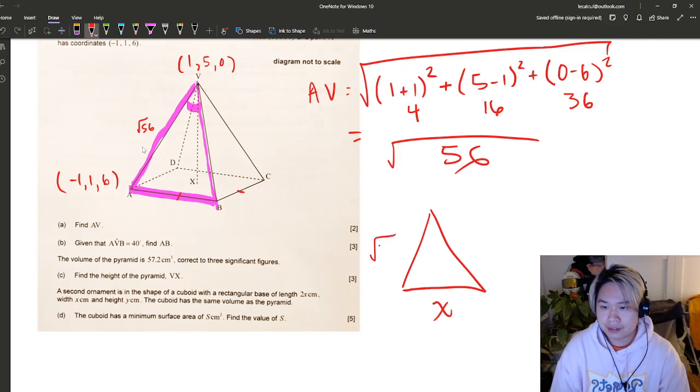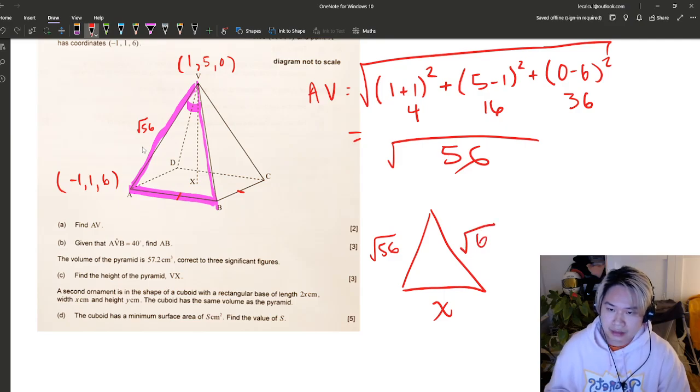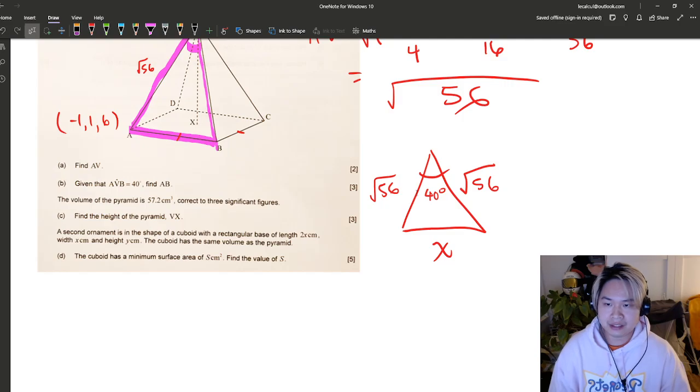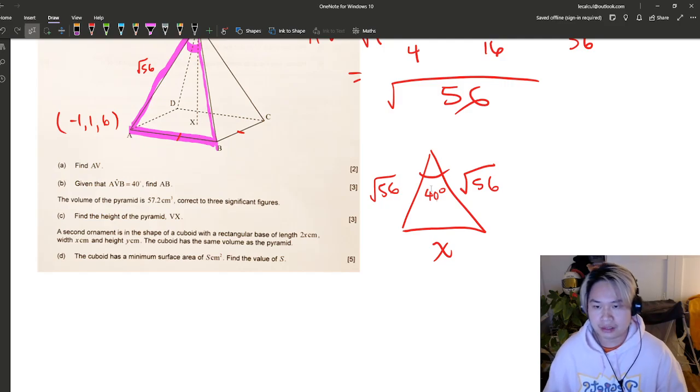You know that this is root 56. By symmetry, this one is also root 56. This is V to B, and they just told you that this angle is 40 degrees. Given this setup, we have side, angle, side, is what I say, and so we can use cosine law.